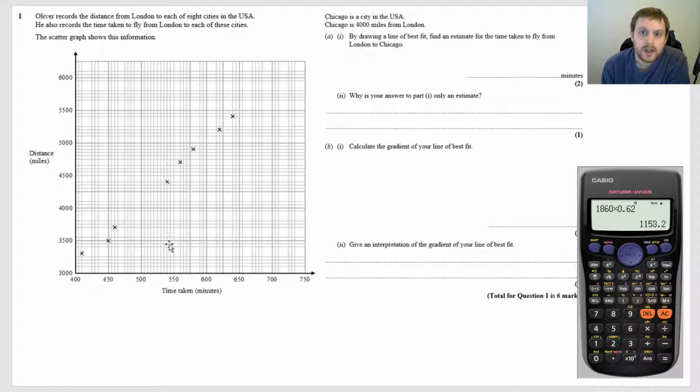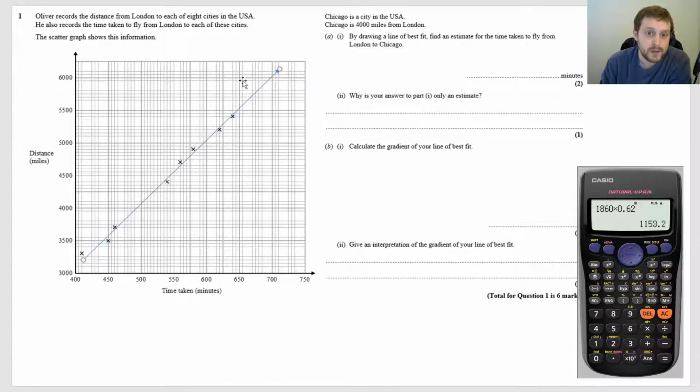So Chicago is a city in the USA. Chicago is 4,000 miles. So you look at miles, you go to 4,000. And it says, by drawing a line of best fit, find an estimate for the time taken to fly from London to Chicago. So we're going to put a straight line in. And the key thing you need to remember about a line of best fit is you want about the same number of points above the line as below the line. And it doesn't have to be exact.